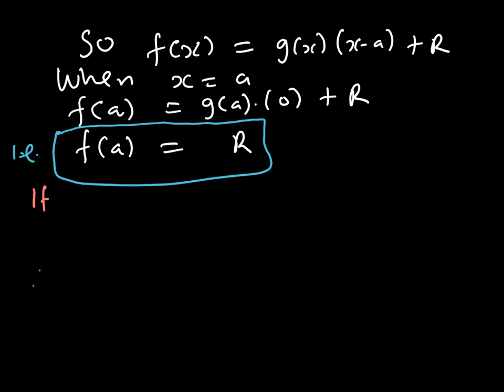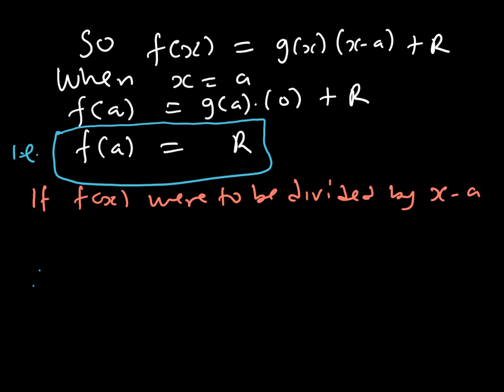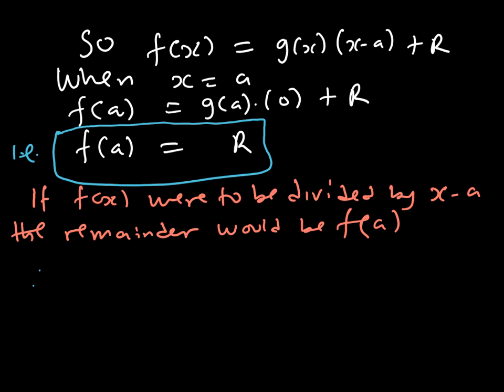So if f of x were to be divided by x minus a, the remainder would be f of a. If you were to divide f of x by x minus a, the remainder is the value you get when you evaluate f at a.